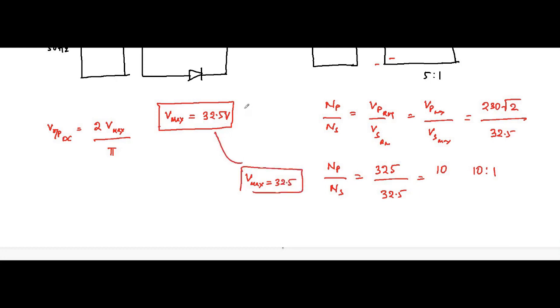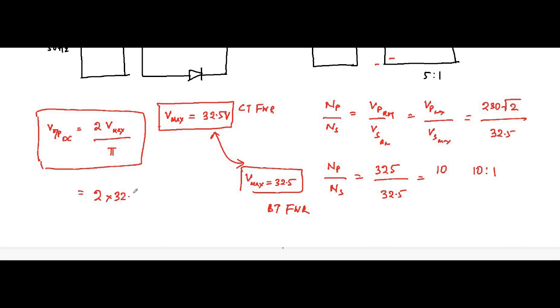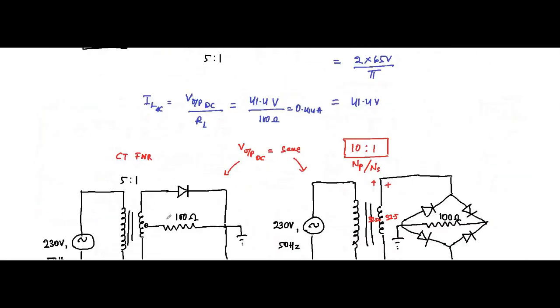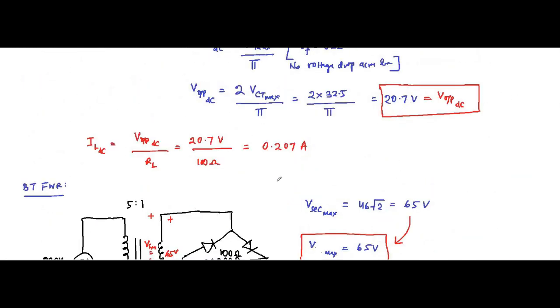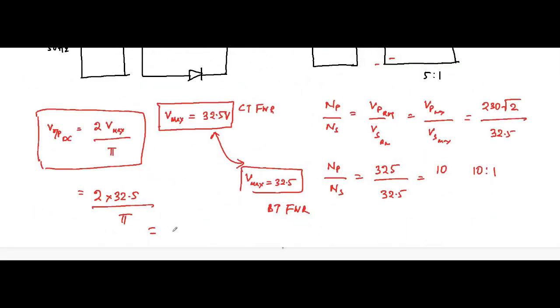So in that case, for both the center tap full wave rectifier and the bridge type full wave rectifier, the maximum voltage will be the same, and the output DC will be equal to 2V max by pi, which is equal to 2 into 32.5 by pi. It is coming 20.7 volt. This is the output DC, 20.7 volt.